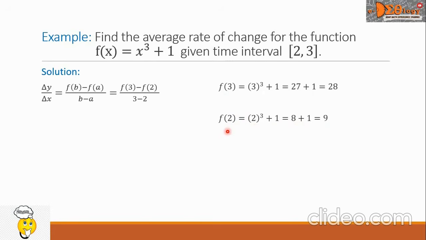Let us now substitute the corresponding values in our formula. So f(3) now becomes 28 minus f(2), which is 9, all over 3 − 2, which is simply 1. 28 − 9 is equal to 19. We will not write the denominator 1 anymore. So this is our final answer. This is the average rate of change for the given function.